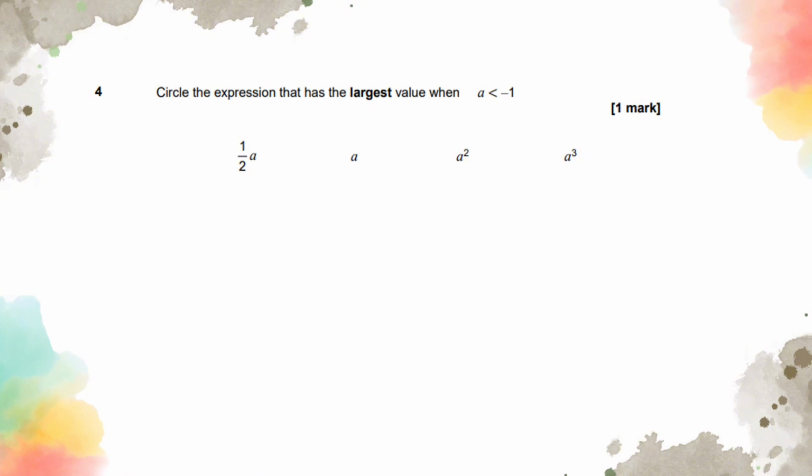So when you substitute them, you are going to have an outcome, and then we are going to check which one is going to be the largest value. So anything less than negative 1 is going to be any number like negative 2, negative 3, negative 4, and so on. If I take negative 2, for example, and substitute it in here, I'm going to have half times negative 2, that's going to give you a negative 1. When I substitute negative 2 into a, that's going to be negative 2.